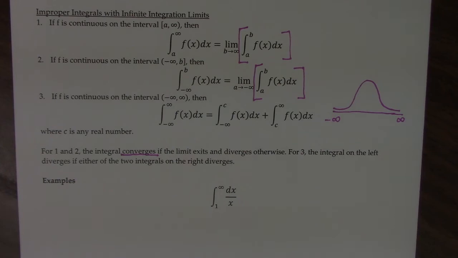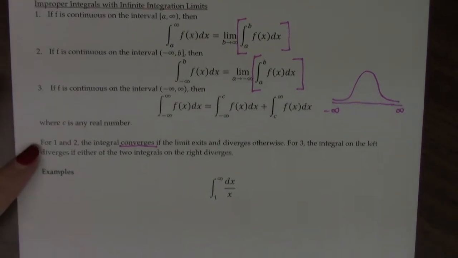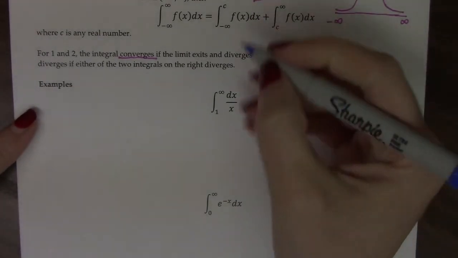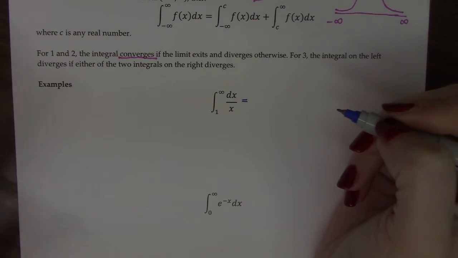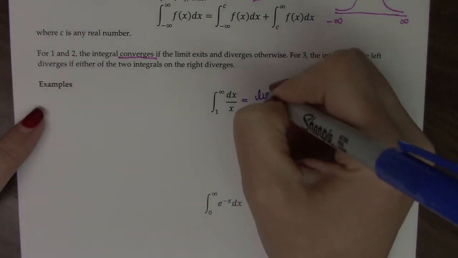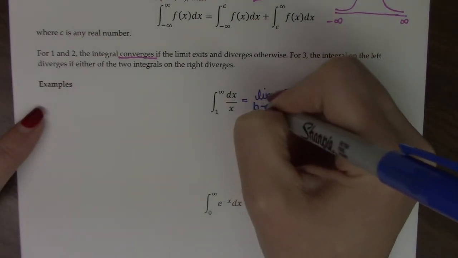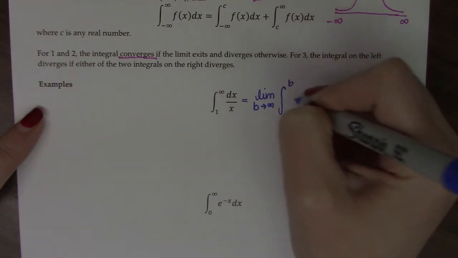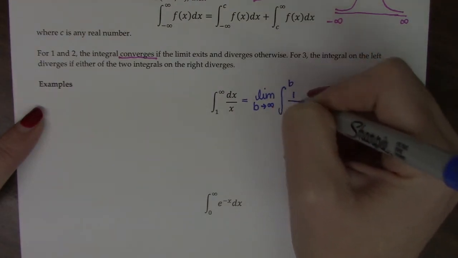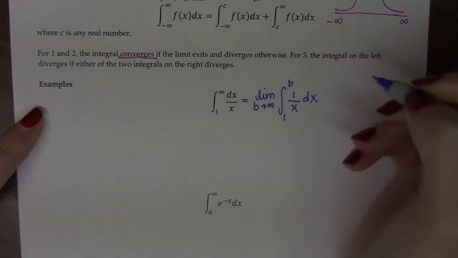So let's look at some really basic improper integrals so you can get this technique down. The first one I want to look at is the integral from 1 to infinity of dx over x. The first thing we say is, we have to change the bounds because you are not allowed to plug infinity into things. So this is the limit as b goes to positive infinity of the integral from 1 to b of 1 over x dx.